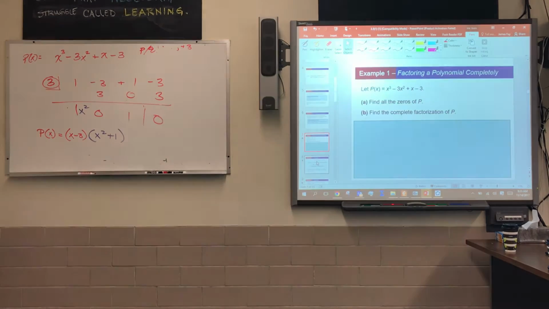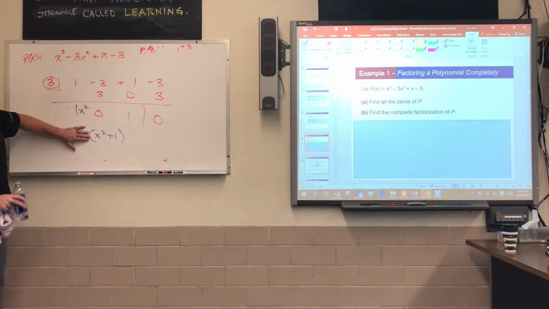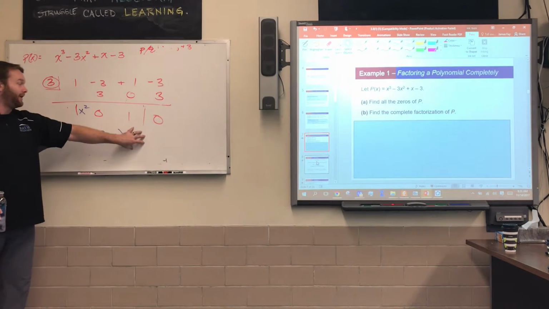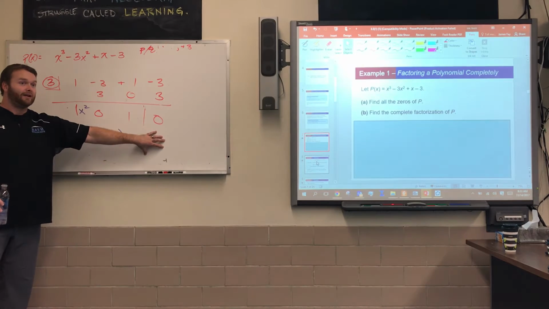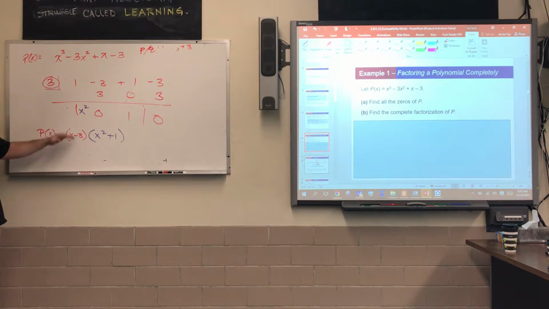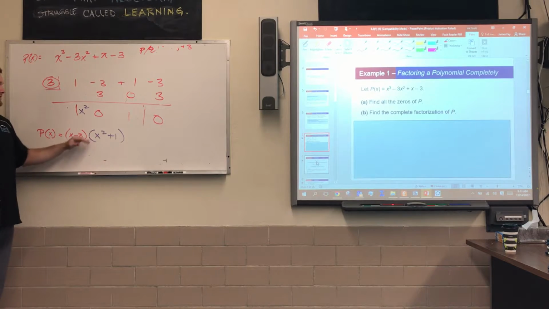Every single polynomial we come across is going to have that behavior. Okay, it's either going to be able to be broken down into a combination of all linear factors and all irreducible quadratic factors, or you might have all irreducible quadratic factors, so you might have another one like x squared plus 5 or something like that. Okay, but regardless, you should always be able to get any function down to something like this.